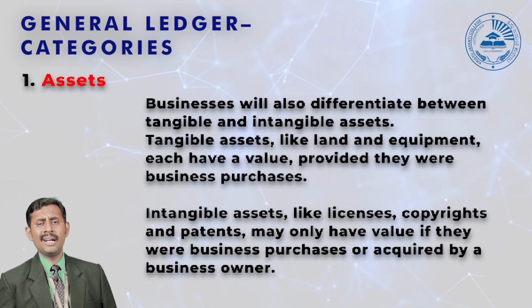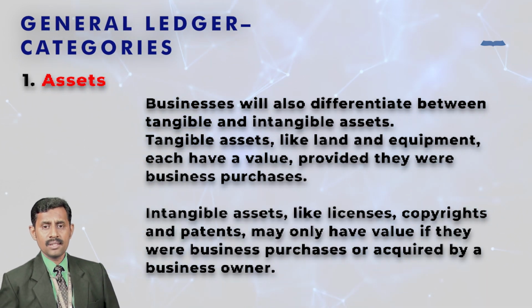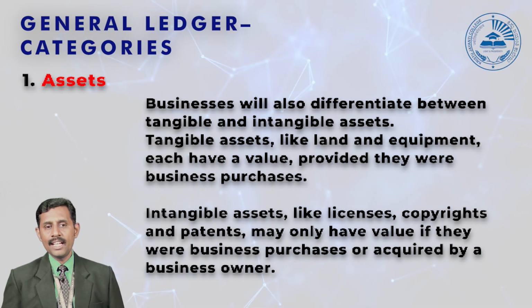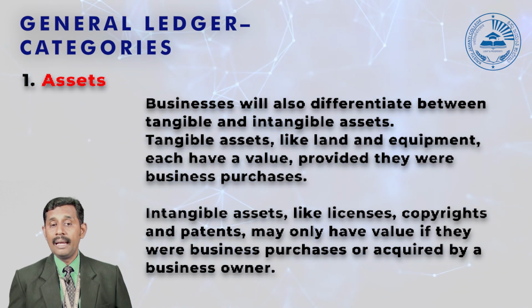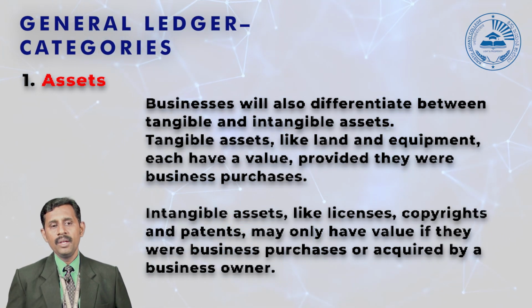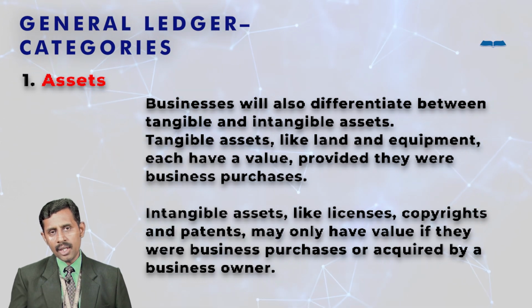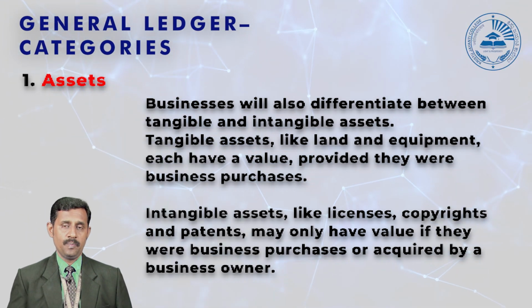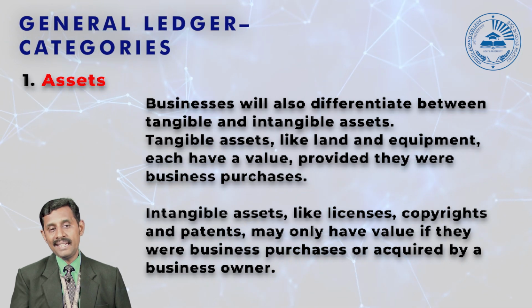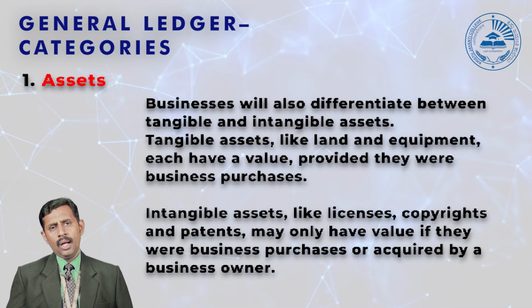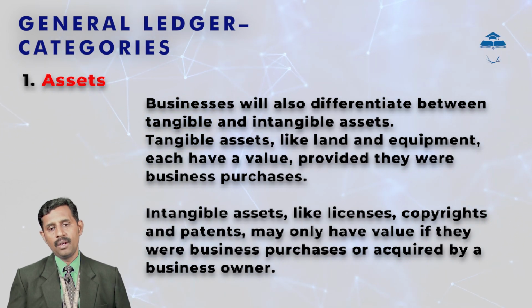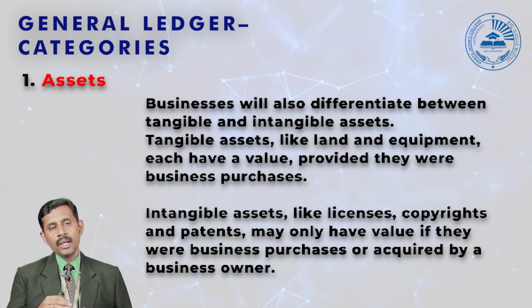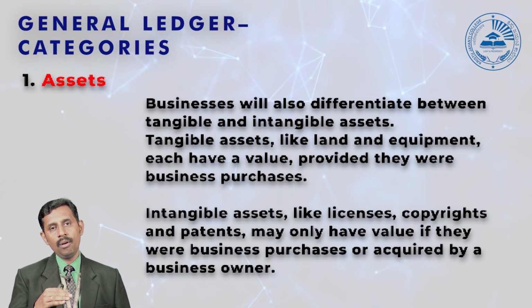Like short term and long term assets, businesses have tangible as well as intangible assets. Tangible assets are, for example, land and equipment; they have a value based on the purchase. The next one is intangible assets: licenses, copyrights, patents. These exist only if the proprietor has acquired them.